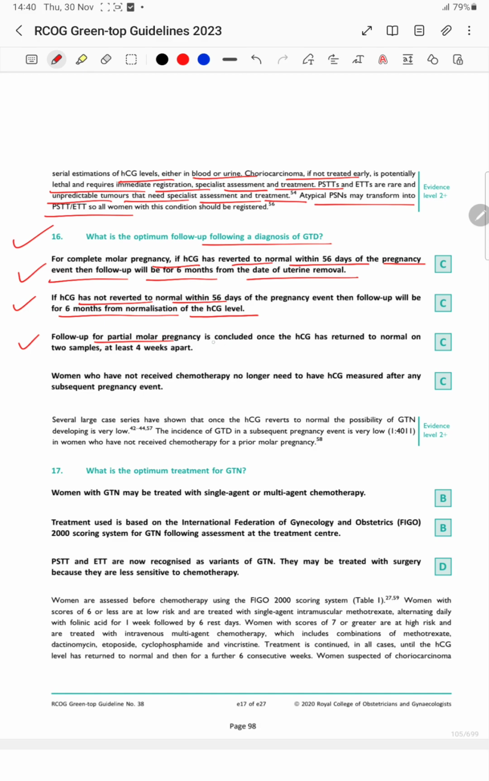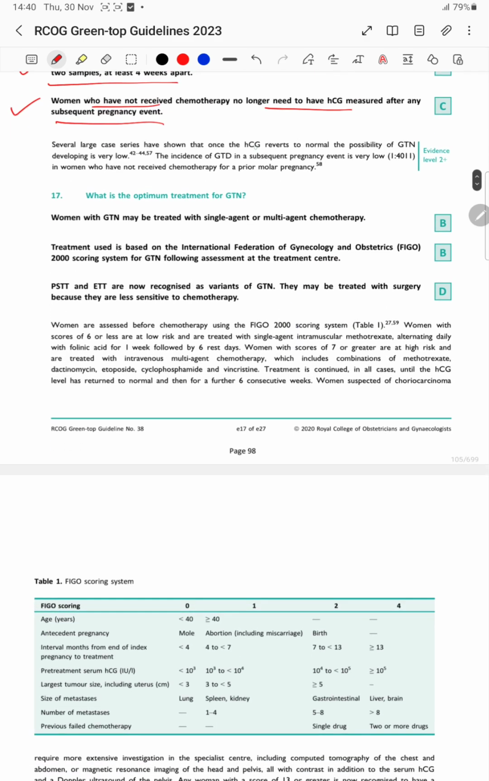Follow-up for partial molar pregnancies is concluded once HCG has returned to normal on two samples at least 4 weeks apart. Women who have not received chemotherapy no longer need to have HCG measured after any subsequent pregnancy event. Large case series have shown that once the HCG reverts to normal, the possibility of GTN development is very low. The incidence of GTT after a subsequent pregnancy event is very low in women who have not received chemotherapy for a molar pregnancy.